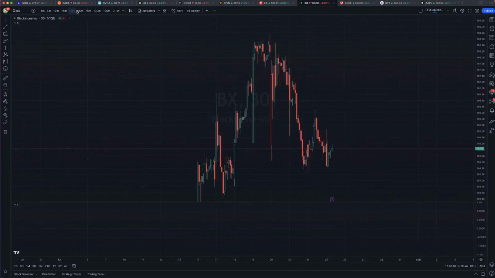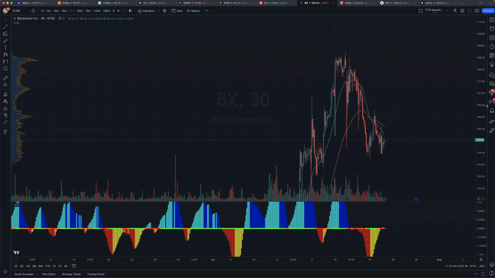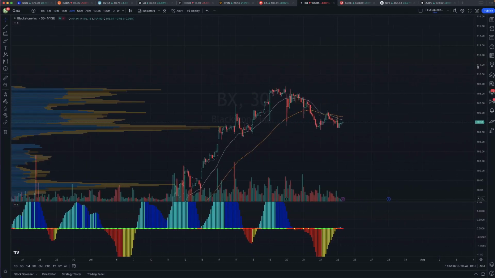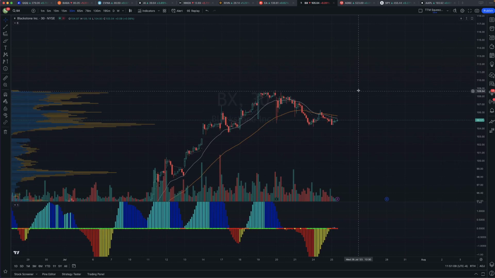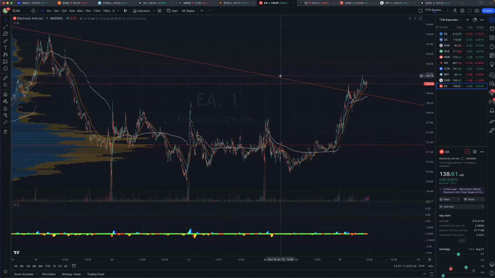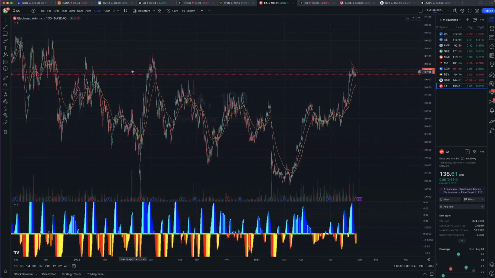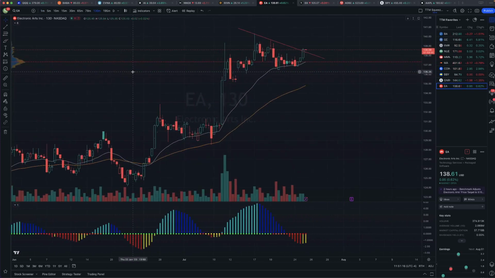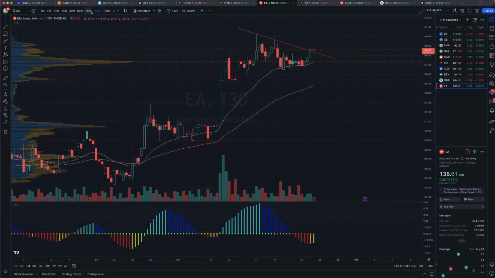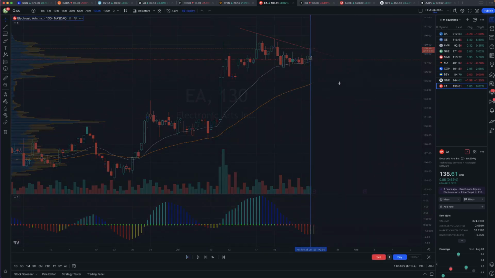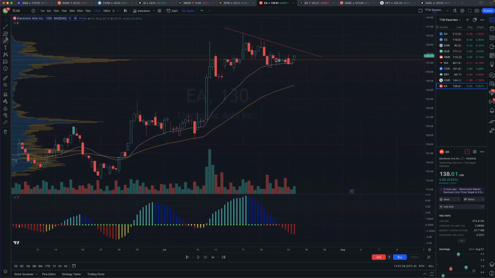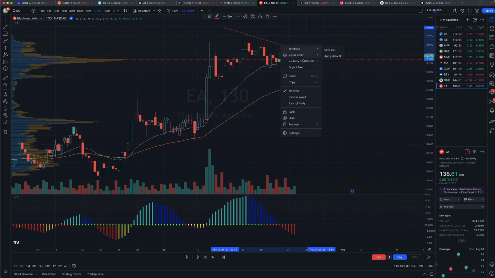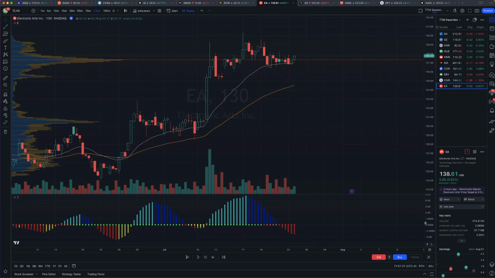Let's put ourselves on a 30-minute chart. Actually, I'll show you what I'm looking for. I am looking for a chart. Let me back up one spot. Okay. I'm looking for a chart that looks like this or something similar to this. This is EA this morning.